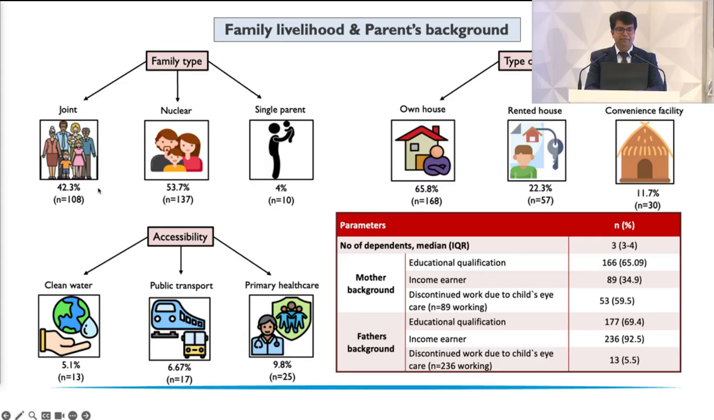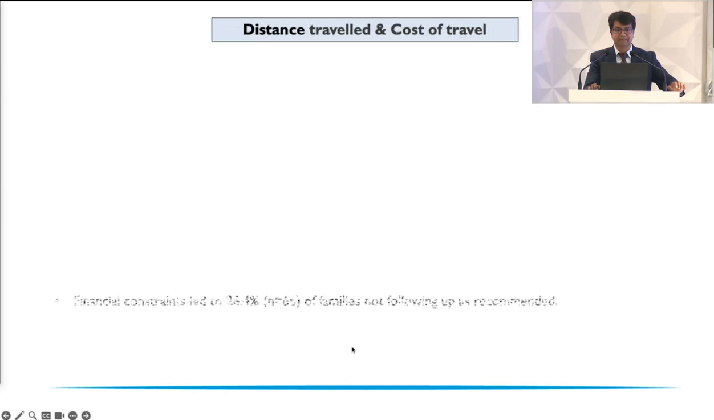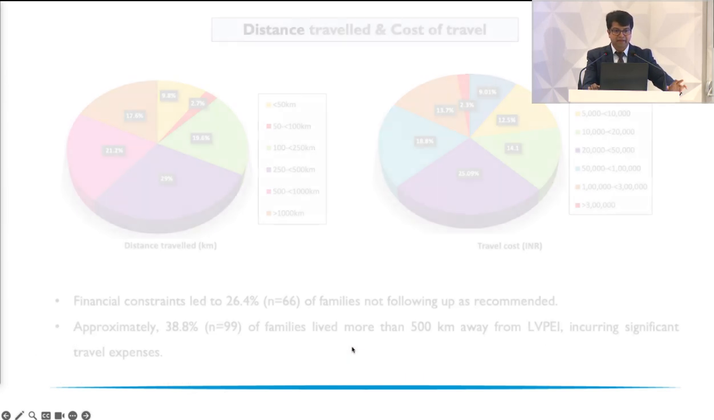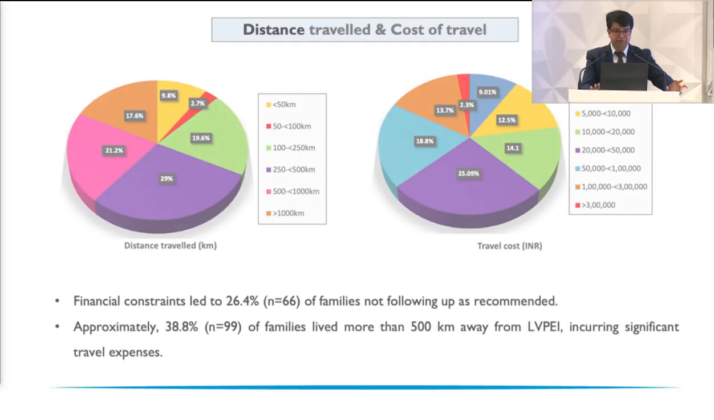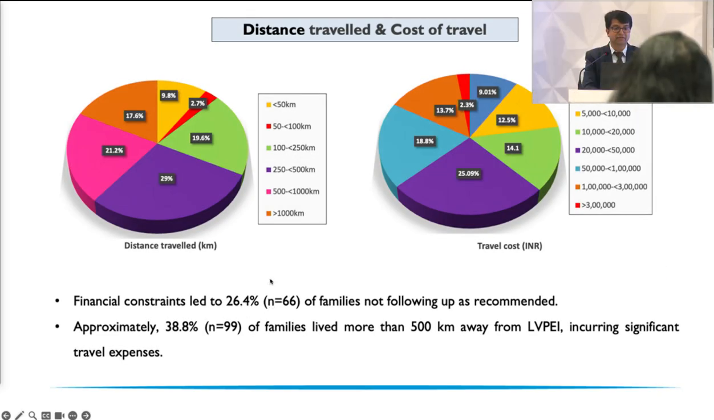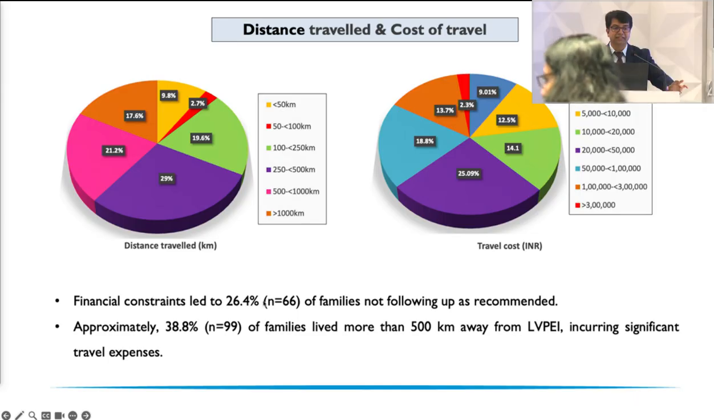So about 40% of them are joint families and single mothers. These are the subset where follow-up was extremely difficult, and they have poor accessibility right from water, transport, and primary health care. Many of them were traveling more than 500 kilometers, despite financial constraints. Nearly 26% of them did not come for a follow-up. That means eventually these grafts will succumb.